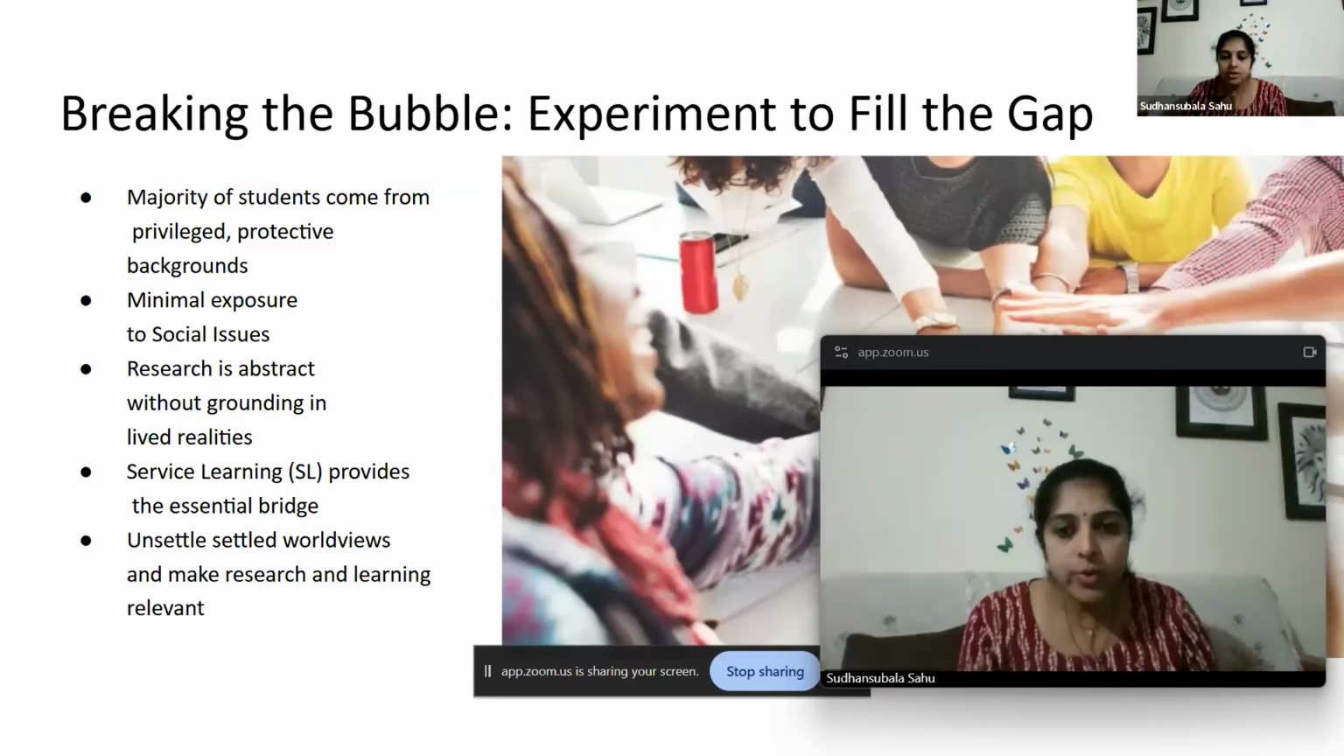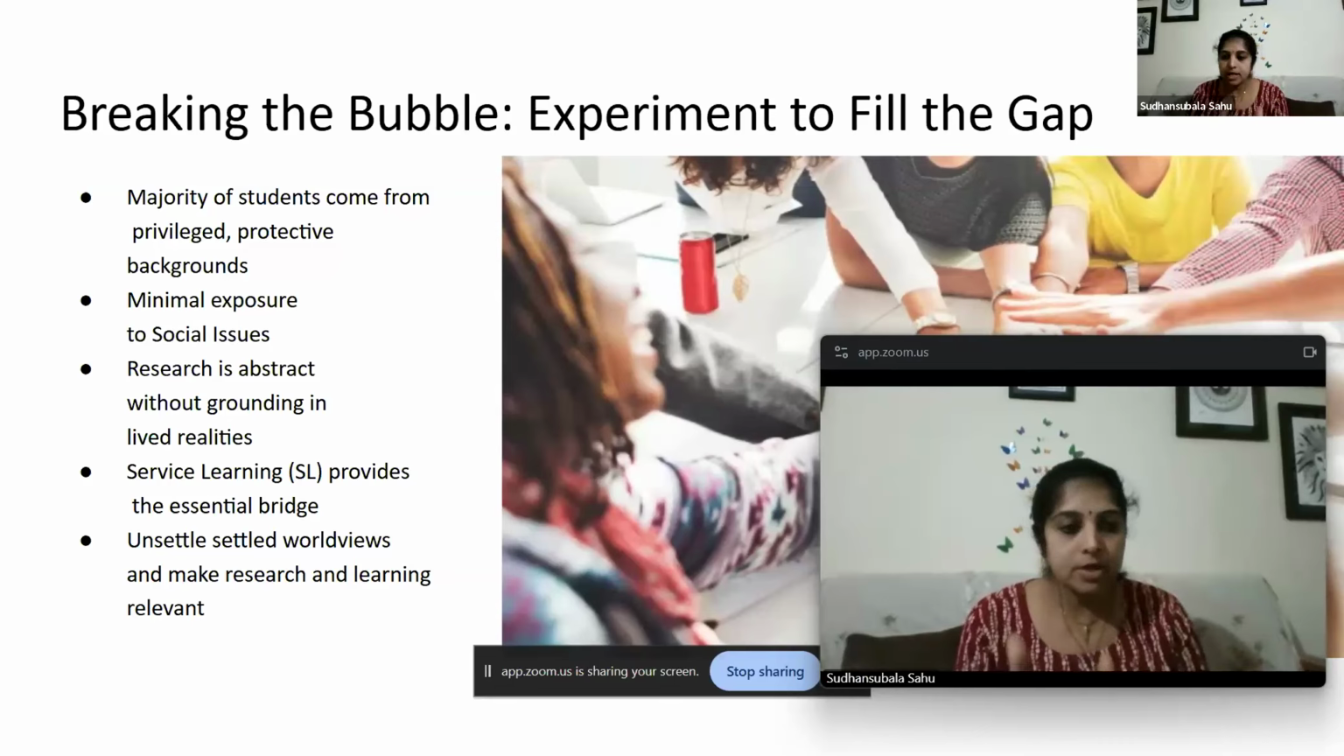So that was when service learning worked as an essential bridge to fill the gap for the students who were living in a kind of bubble. That's why I call it breaking the bubble. And they had a very different way of looking at the social reality.